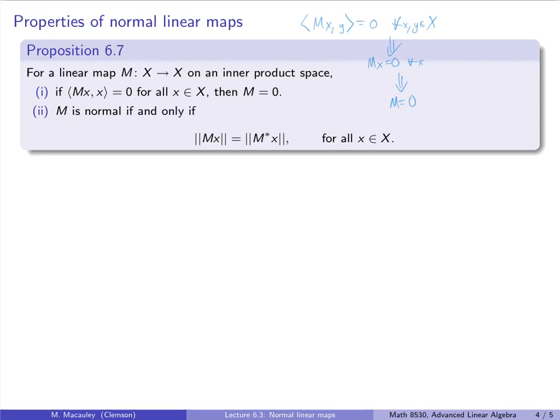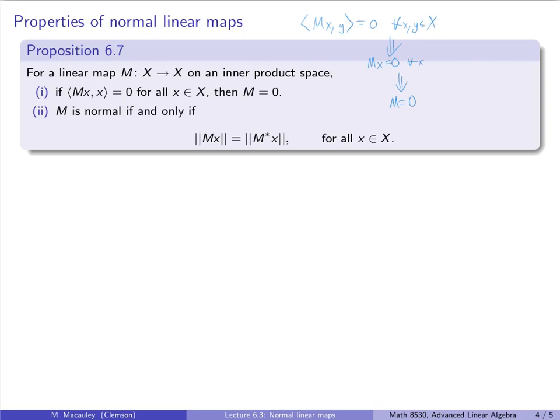Now, it's less clear what we can deduce if just the inner product of Mx with x is equal to 0. It's not necessarily obvious that that implies that M is equal to 0, but I claim that it is. What if M was some linear map that took any vector and sent it to something orthogonal to it? It seems believable that maybe there's a linear map that does that. But it turns out it's not the case. So let's actually prove that right now.